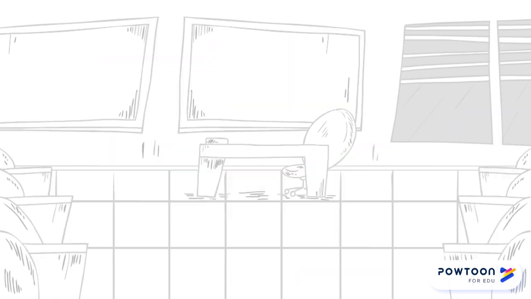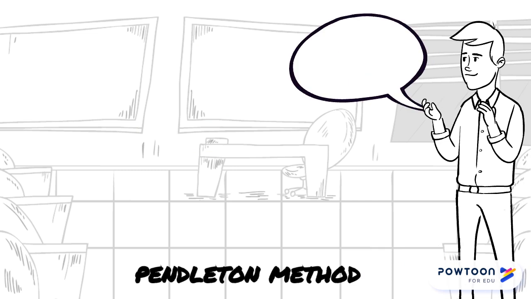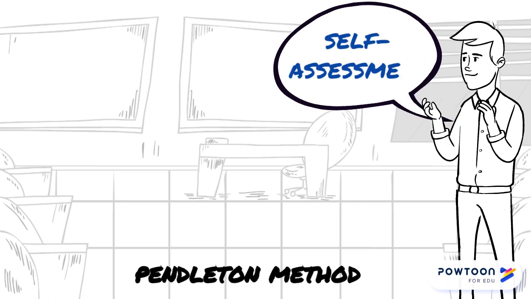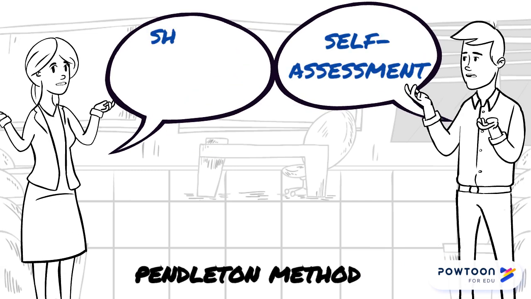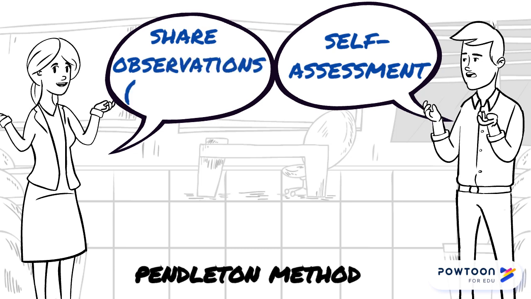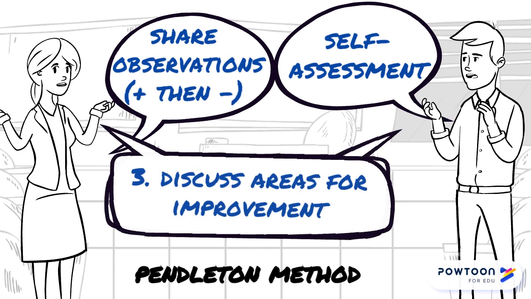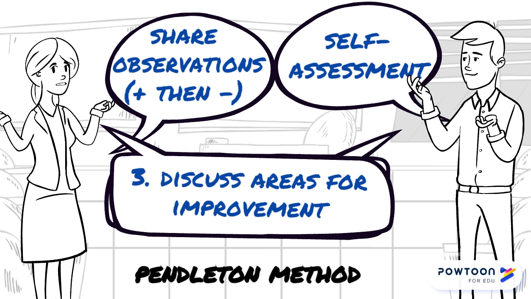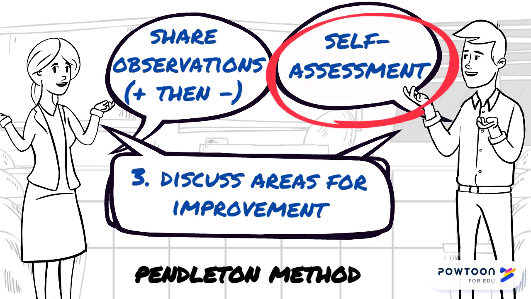The Pendleton method is very similar to ask, tell, ask. It starts with the student's self-assessment, followed by positive observations and then negative observations, and finally a discussion on areas for improvement. In both methods, starting with the student's own assessment is the key.